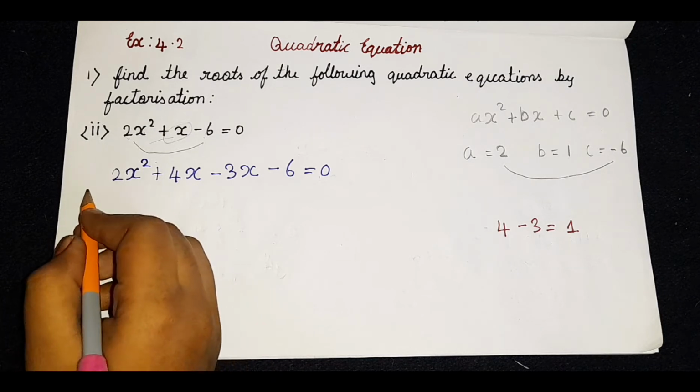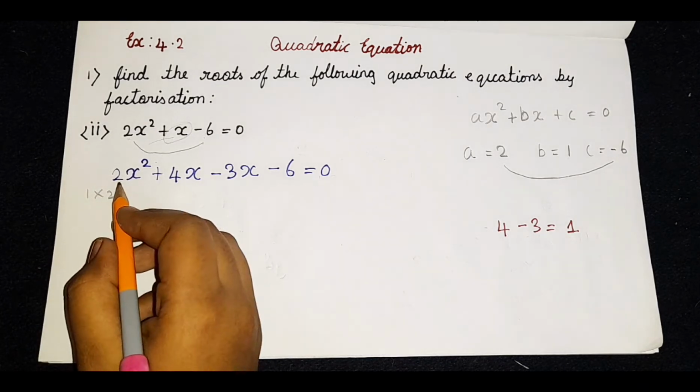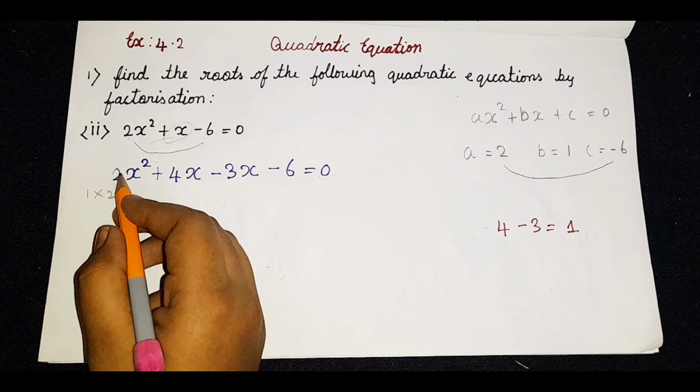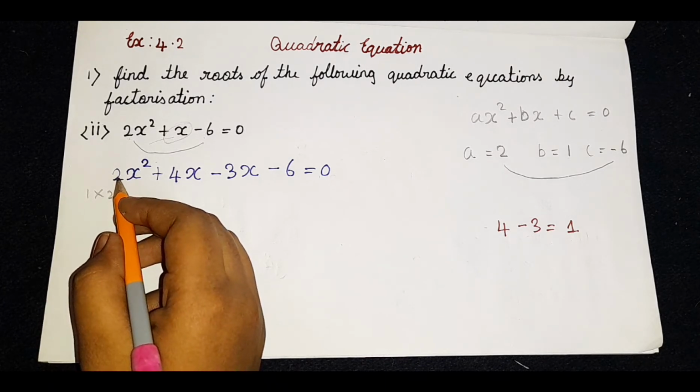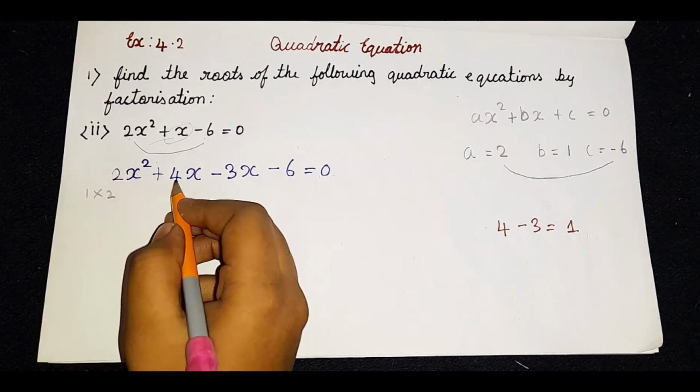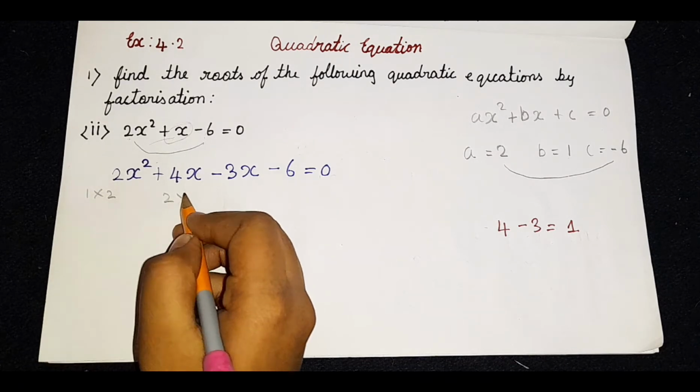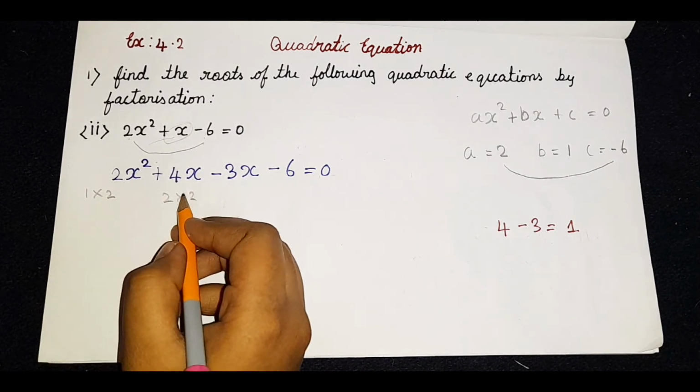Am I right? So we have 1 into 2. So I am just taking what is the 2. Okay, so 1 2s are 2, likewise I am just taking it. Okay, so here we get 4 in the 2 table, that is 2 into 2.